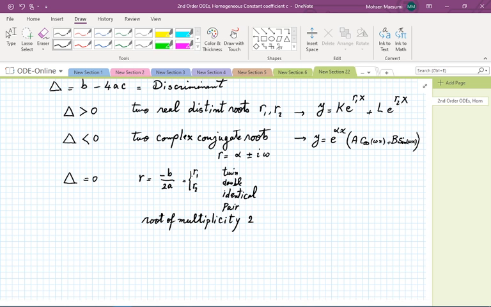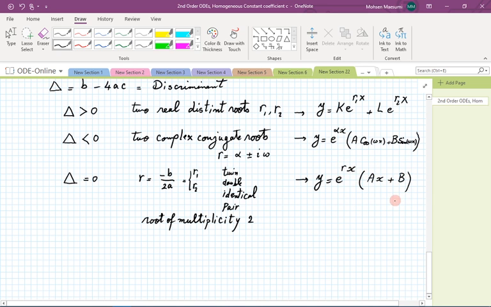What would happen in that case? What would the formula be related to this? In that case, your formula becomes y is exponential of either of these two numbers, the same number, so it's e to the rx times, say, ax plus b.